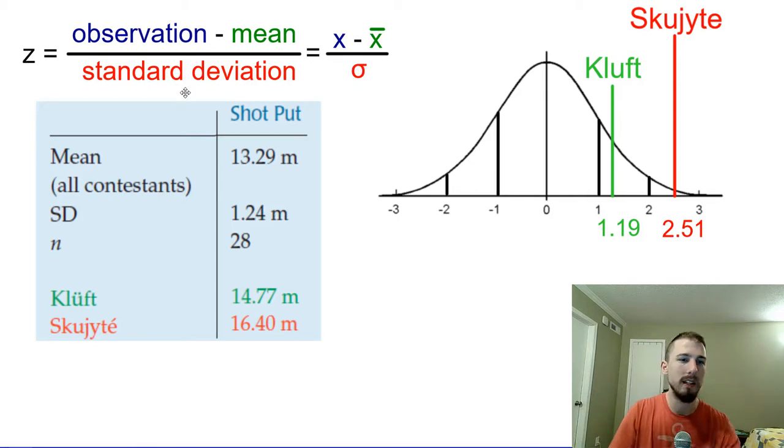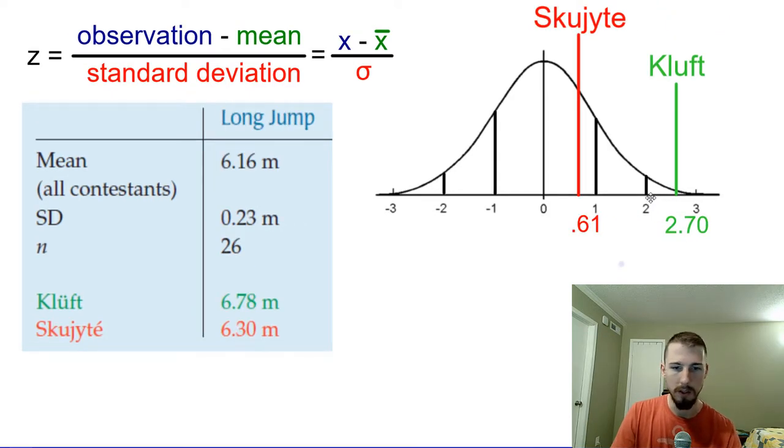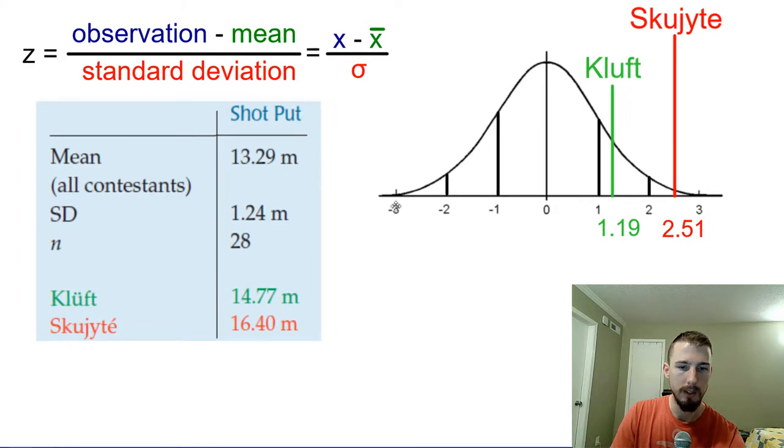And that's when we say z-score, the units we're using with the z-score are how many standard deviations. So this 2.51 means she was 2.51 standard deviations above the mean. Okay, so we're taking any event, regardless of what it is, whether it's a shot put in meters or long jump in meters as well. But you notice the long jump had a standard deviation of 2.3, but shot put has a standard deviation of 1.24, which makes sense, right?